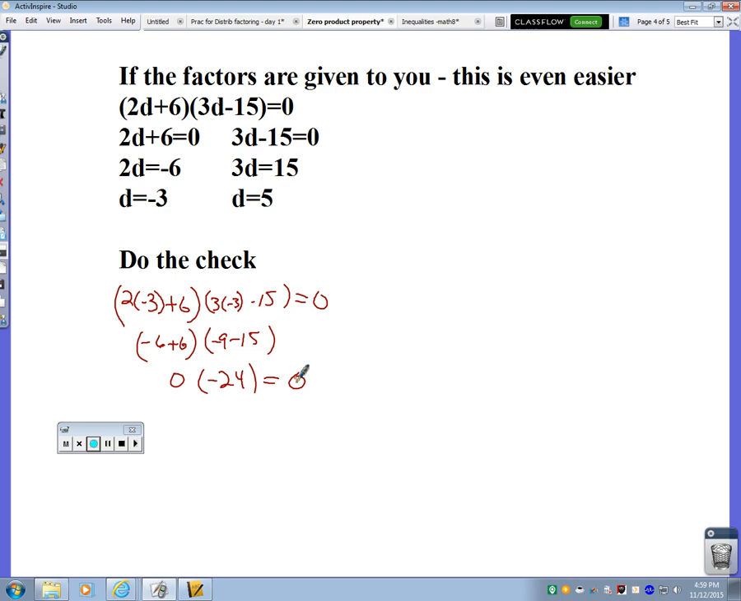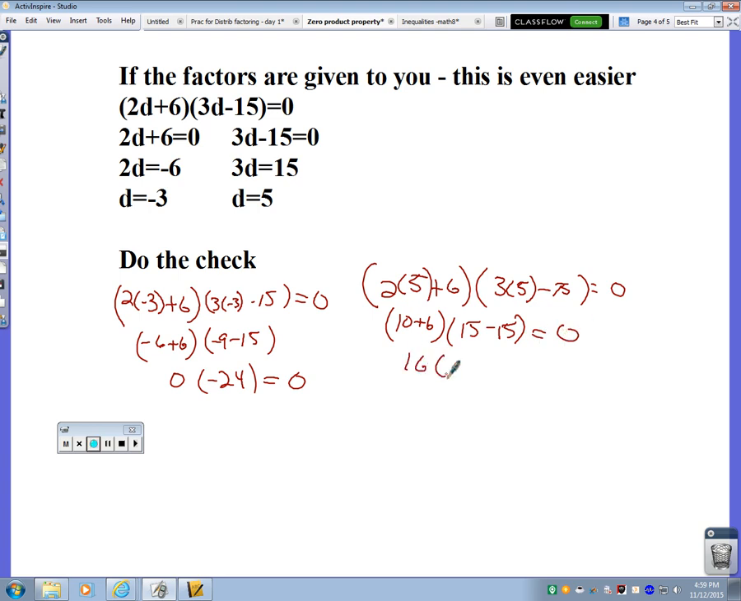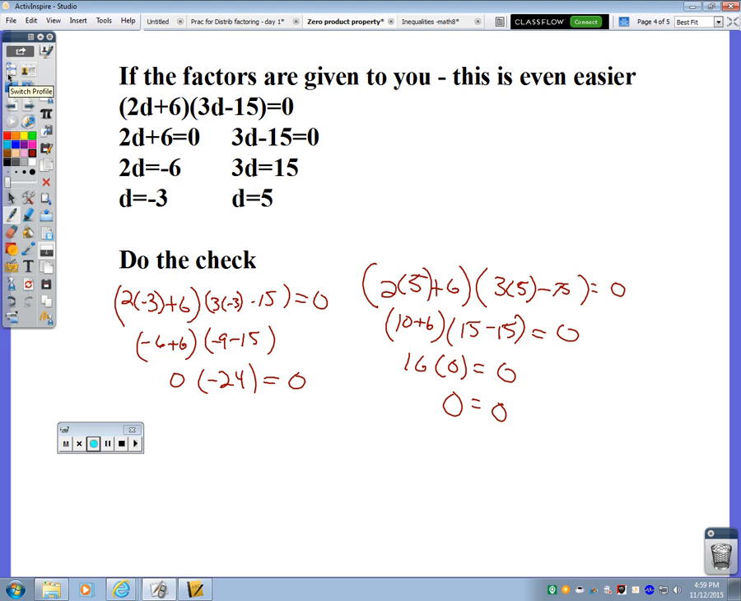So that checks. If we do it in the other one, we have (2 times 5 plus 6) times (3 times 5 minus 15). So on this one, we end up with (10 plus 6) times (15 minus 15). And we end up with 16 times 0 equals 0. And again, 0 equals 0. So it's important to realize that when you do the check, you'll find out that it holds true.